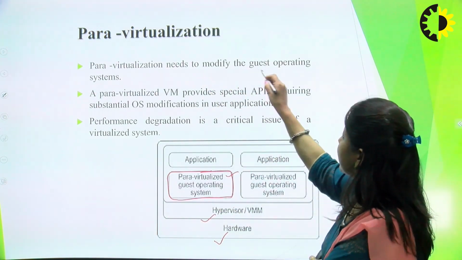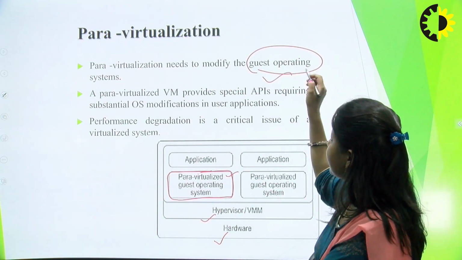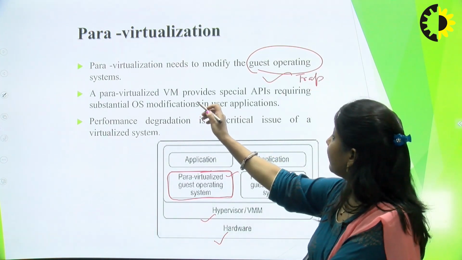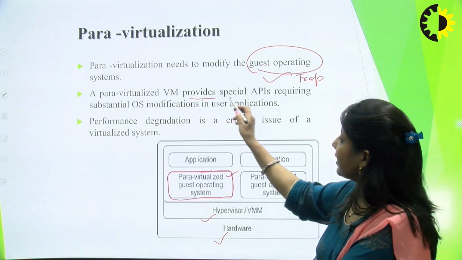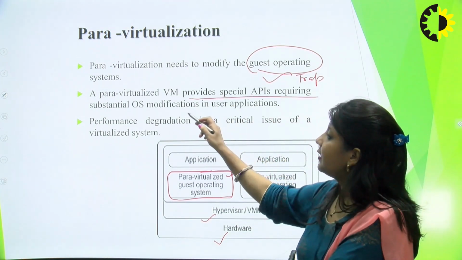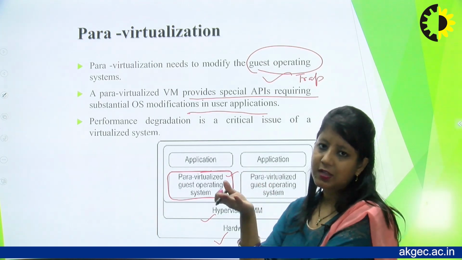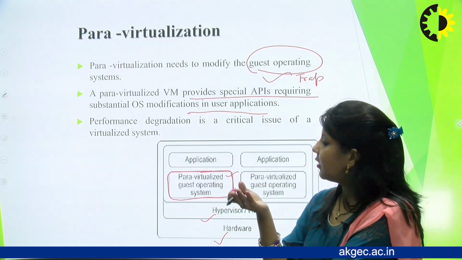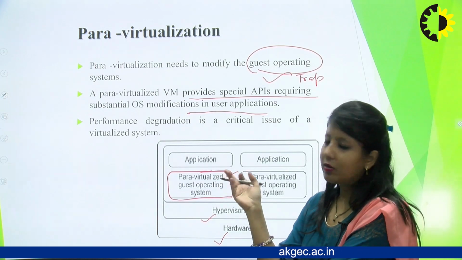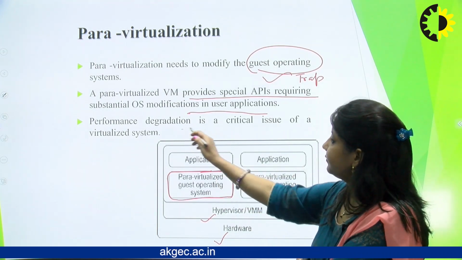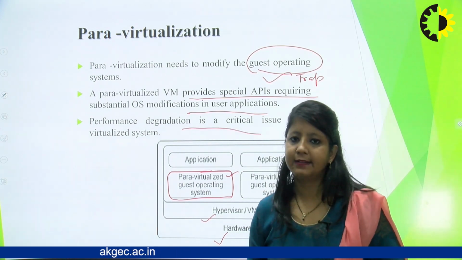We need to modify the guest operating system, and it generates the trap. Modification means a trap will get generated and will be handled by the VMM, and para virtualization provides a special API for OS modification in user applications. Only virtual instructions will get executed in guest OS mode, while non-virtual ones will be at hypervisor mode. So performance will get degraded.